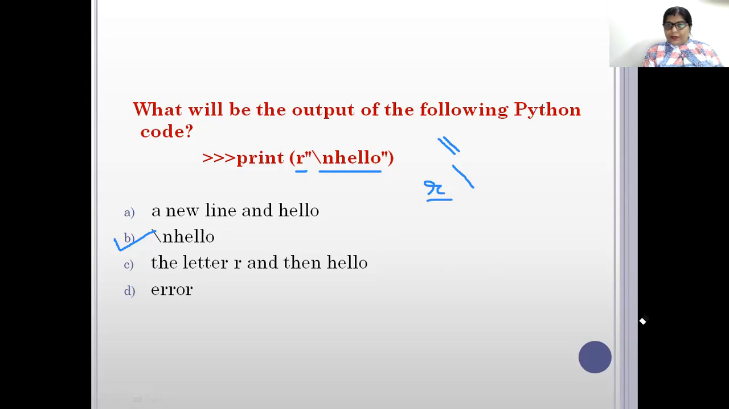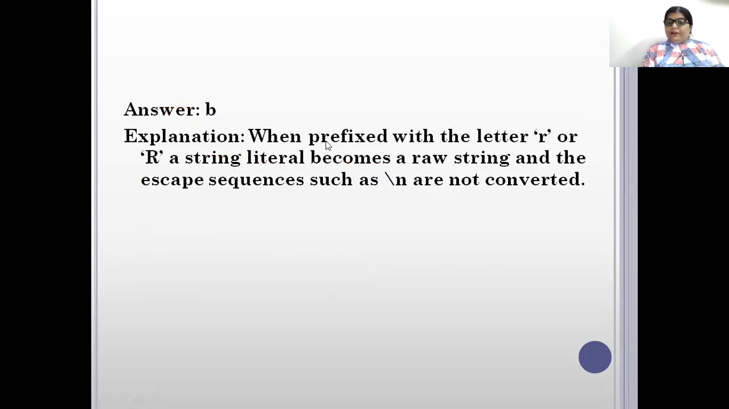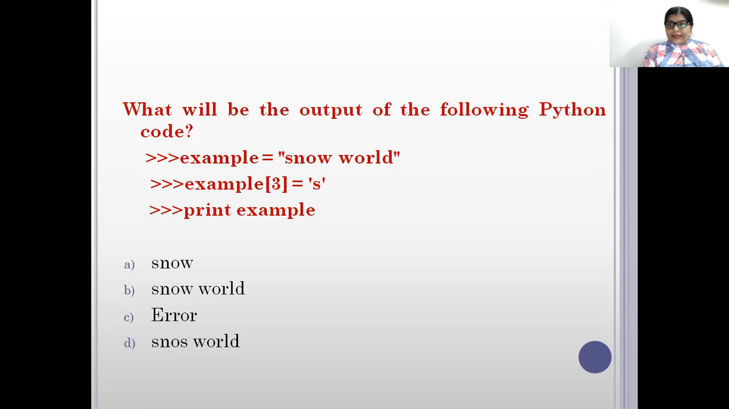Okay, let me clear it. When prefixed with the letter r or R, a string literal becomes a raw string, and escape sequences such as slash n are not converted. It means whatever is there is printed as it is. Okay. Next question.